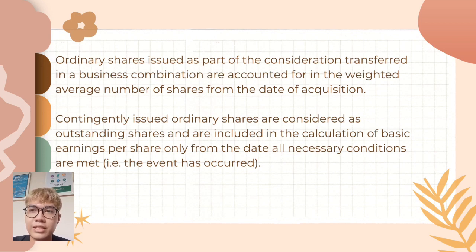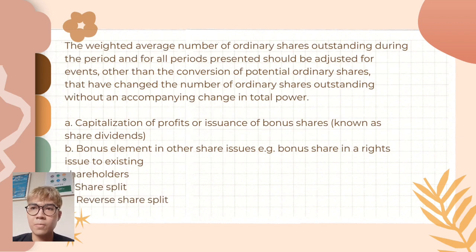Contingently issued ordinary shares are considered outstanding shares and are included in the calculation of basic earnings per share only from the date all necessary conditions are met, for example, the event has occurred. The weighted average number of ordinary shares outstanding during the period and for all periods presented should be adjusted for events, other than the conversion of potential ordinary shares, that have changed the number of ordinary shares outstanding without an accompanying change in total resources.